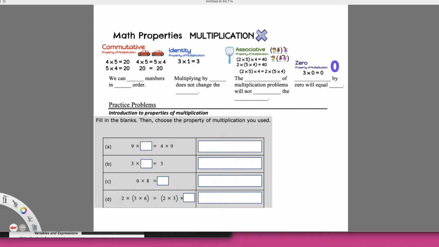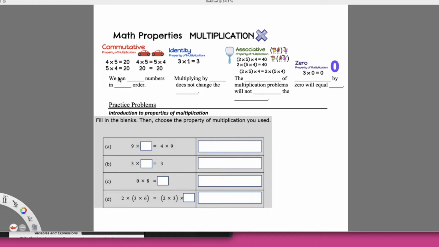Alright, so in this video we are going to continue talking about math properties. In the last video it was all about addition. In this video it's going to be all about multiplication properties. If you remember the last video, and if you're looking at your notes page right now, they are the same names: commutative, identity, and associative. We also have the zero property, which for addition they were calling the inverse property of addition instead of the zero property. So it's the same four properties, but now we're applying it to multiplication.